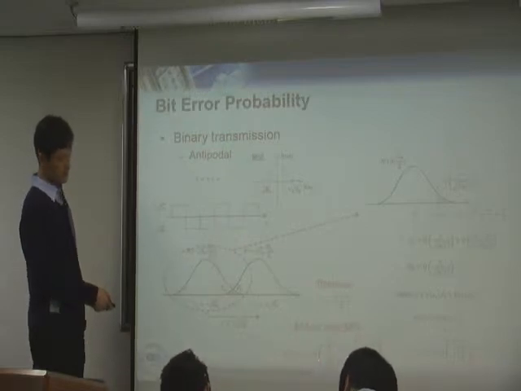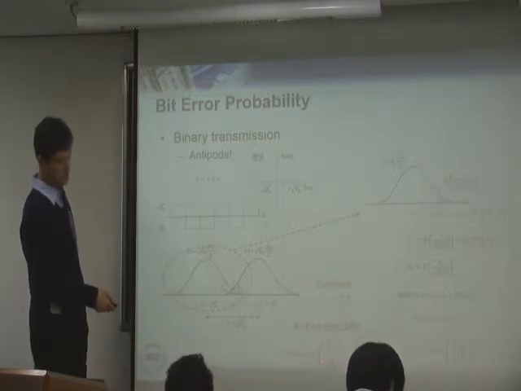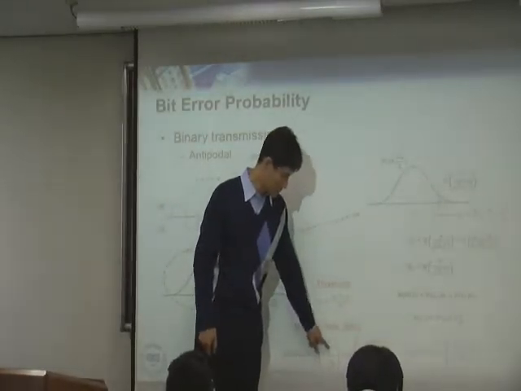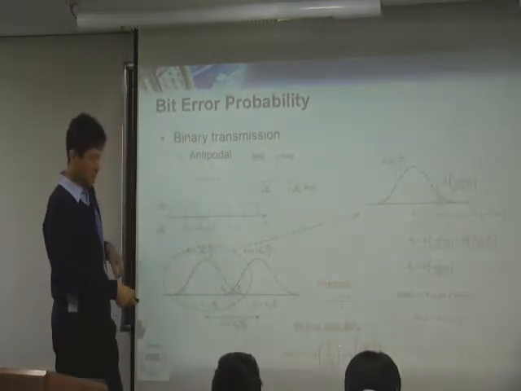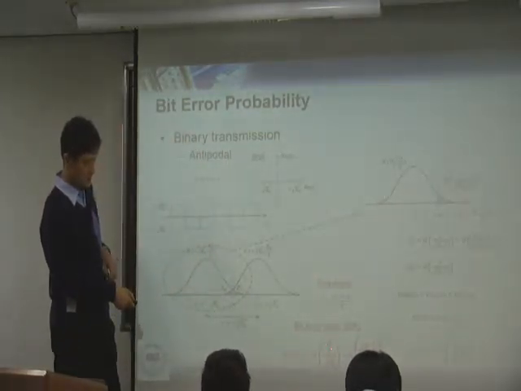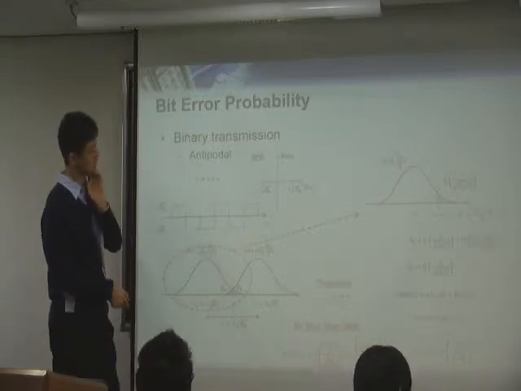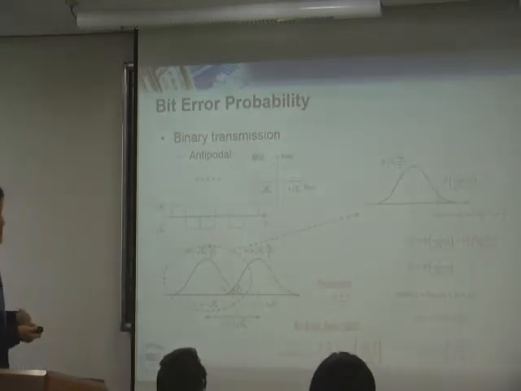And as you see here, the bit error rate can be written as a Q function, and the parameter inside the Q function is a function of distance. We have distance right here. So in other words, if you increase d, that means you have a lower bit error rate. So that's the case of BPSK.